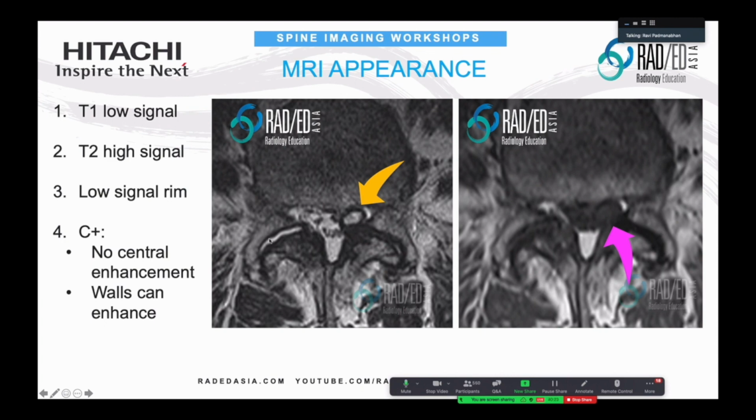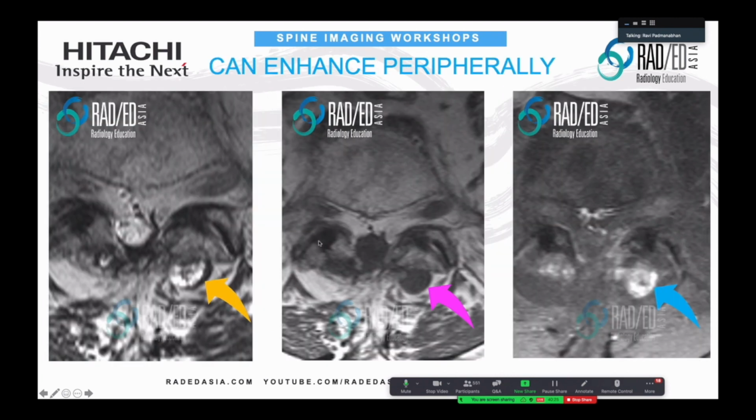What about if you gave contrast? If you give contrast to a cyst, they may or may not enhance. And the reason they can enhance is because the cysts are actually continuous with the joint space, with the facet joint space. So you can get synovialization and you can get normal enhancement. Usually that enhancement is peripheral.